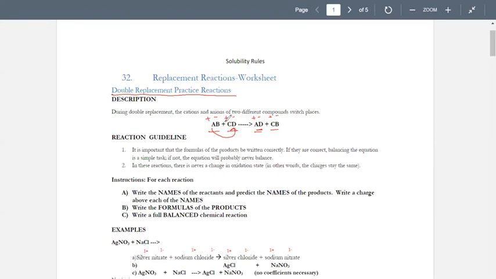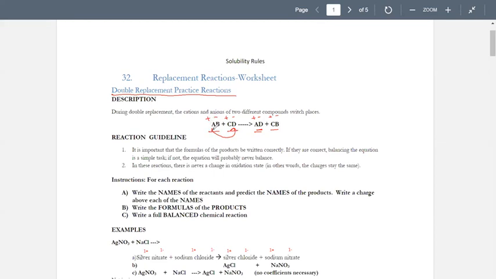So positive can be replaced by positive ion and negative ion can be replaced by negative ion. You cannot replace positive ion by negative ion and negative ion by positive ion. That is called a double replacement. There is a single replacement where only one is replaced, that you will watch in another video, but this is a double replacement, so two of those are replaced.